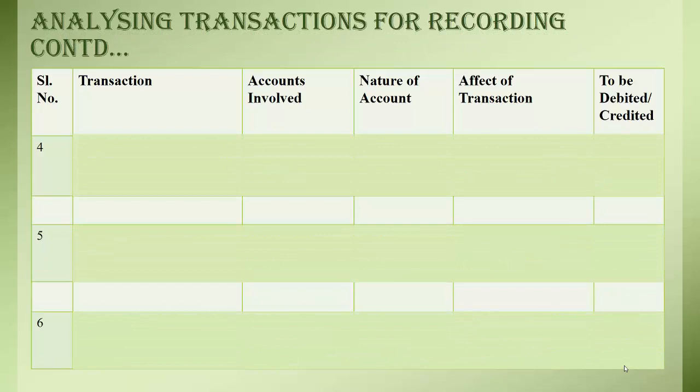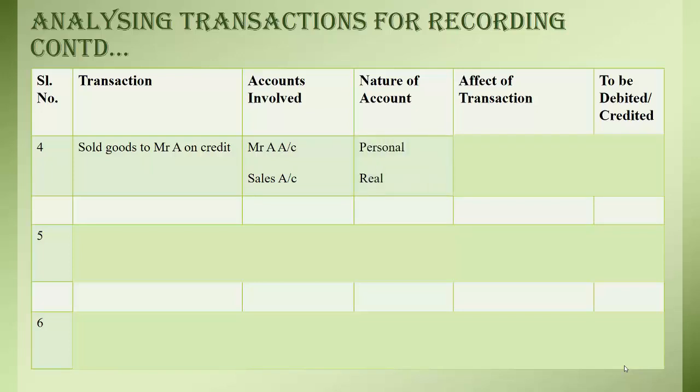So our next transaction is sold goods to Mr. A on credit. Here the business is selling goods to Mr. A on credit. So the two accounts involved in this transaction will be Mr. A account and sales account. Mr. A is a personal account while sales account is a real account. So the rule for the personal account will be applied on the Mr. A account and the rule for the real account will be applied on sales account.